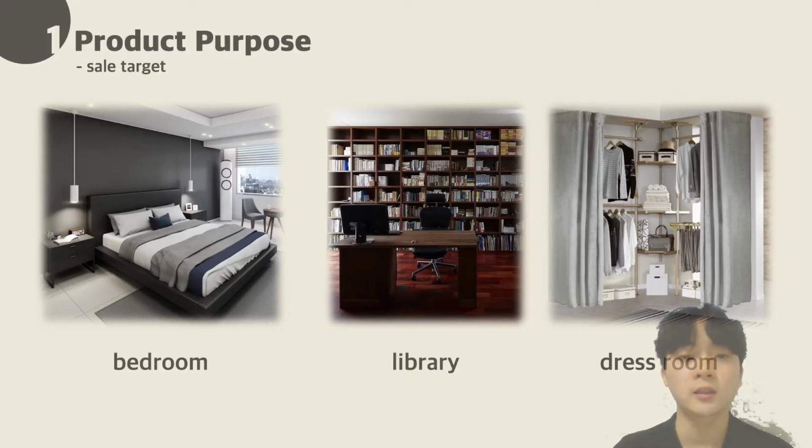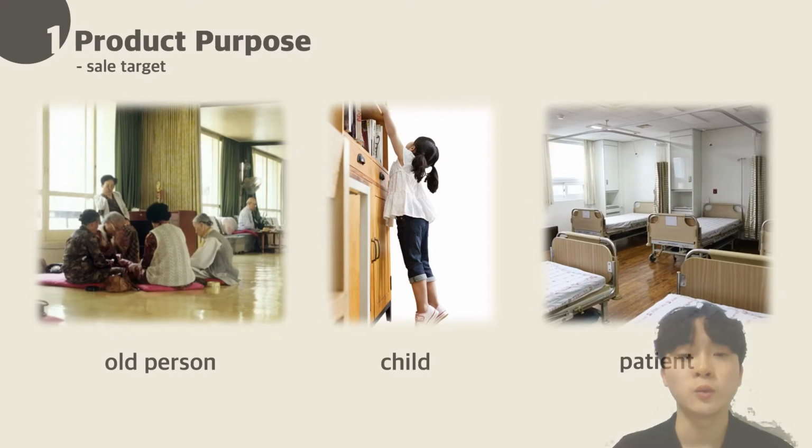Our sales targets are bedrooms, libraries, and dress rooms, and we can extend our sales targets. WorldOjet is useful for old people. When they are having trouble getting things from high and low shelves, WorldOjet helps them by transporting items to the proper height. Also, if used in a daycare center, it can prevent children from having difficulty taking things out of high shelves and safety accidents.